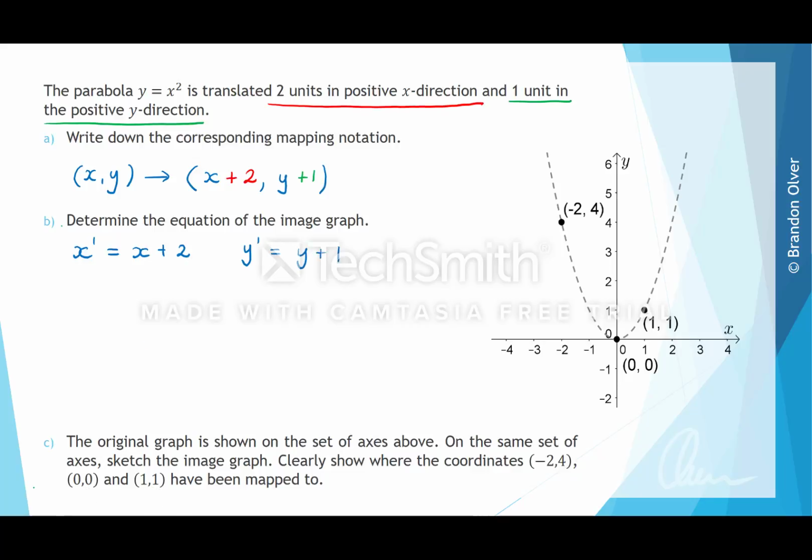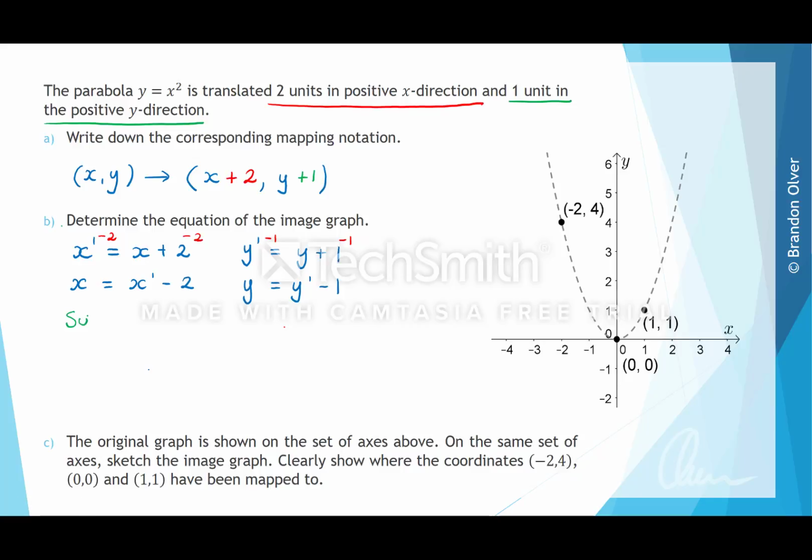Next, what we have to do is solve for the non-dash terms, so just the normal x and the normal y in this equation. So to do that, we're going to subtract 2 from both sides of this equation, and that will give us x is equal to x dash minus 2. And for the other equation, we're going to subtract 1 from both sides, and that will give us y is equal to y dash minus 1.